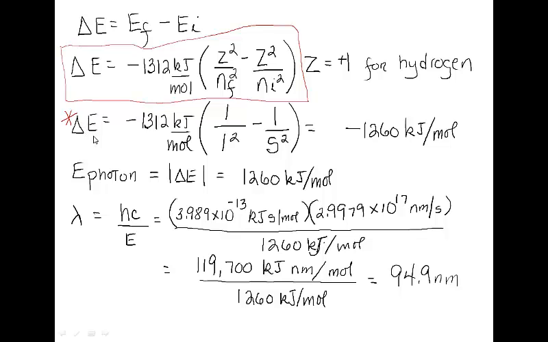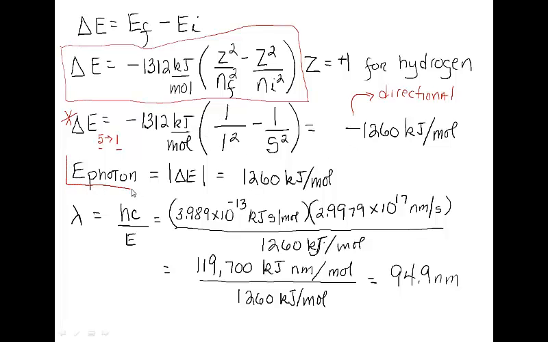This is the change in energy that is either emitted or absorbed, but in this case emitted because it's dropping down from 5 to 1. Sometimes you'll find me putting a little notation here. It is negative 1312 kilojoules per mole times 1 divided by 1 squared, which is the final orbit, minus 1 over 5 squared, which is my initial orbit. Plug it into your calculator. This negative sign is purely directional. I said earlier it should be negative, and it is, because it's dropping down.